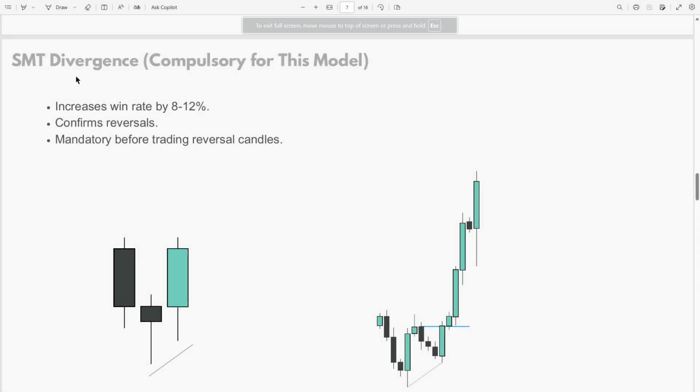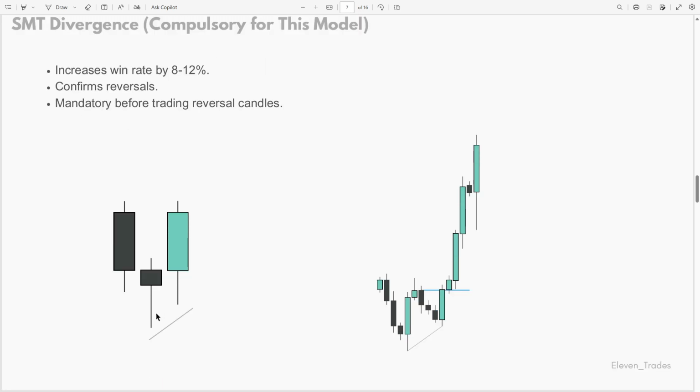The next component is the SMT divergence. The SMT divergence is compulsory for this model because it increases your win rate by 8 to 12%. It confirms a reversal, and it is mandatory before trading the reversal candle. Especially there will be a divergence at that swing point, the high or low that is creating that swing point. So this would be a compulsory component for this model.